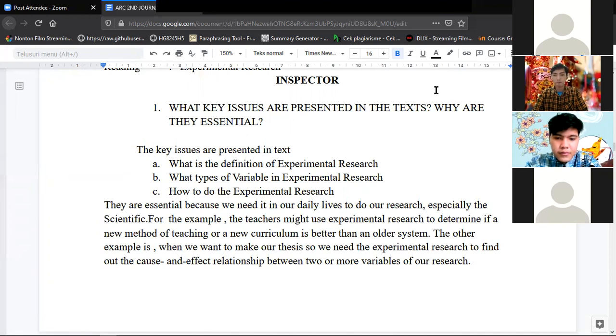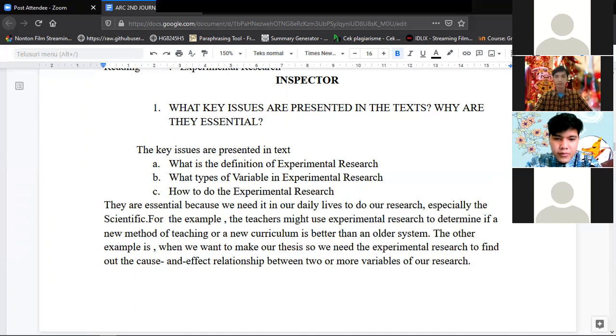For me, I think they are essential because we need experimental research in our daily life to do our research, especially scientific research, right?